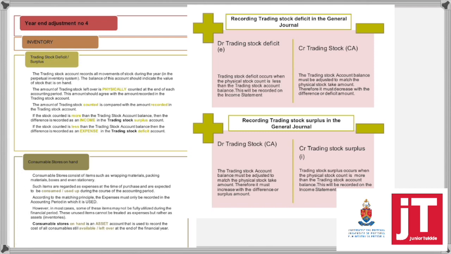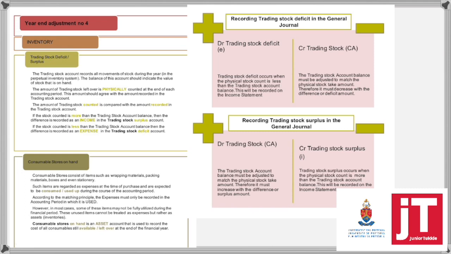So for trading stock deficit, I will debit trading stock deficit, because that's an expense if I had to record less in what was physically counted, and I'll have to minus the trading stock account to make it the same as the stock count. And then for the surplus, I will have to do the opposite, add it to my stock account and create an income, because now there's more stock than what I imagined.